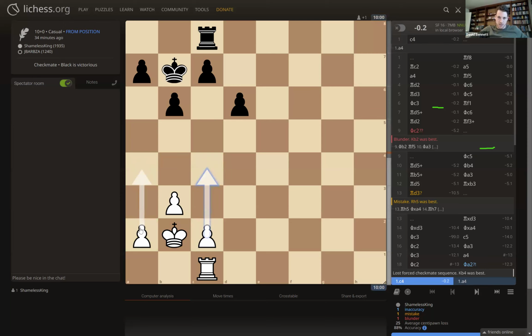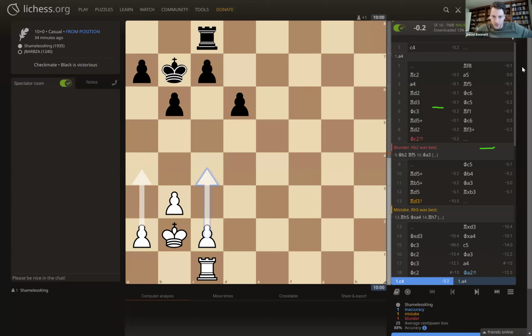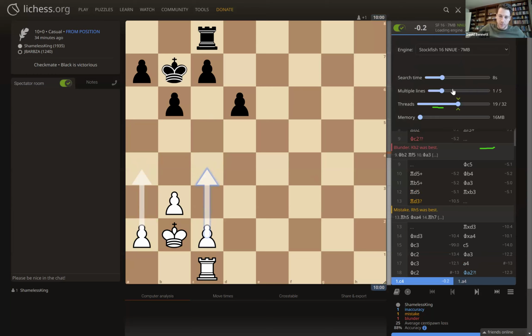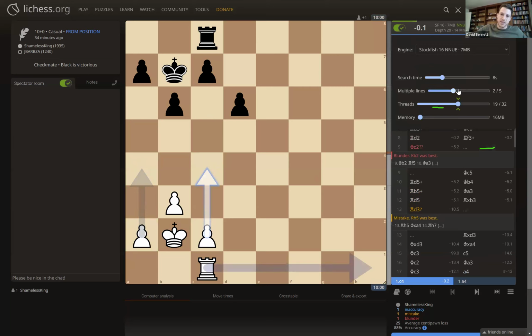So what does the computer say? Does it say a4? I'd imagine it's a4. That's at least the theory I've seen on this. But again, if you don't know the theory, you just kind of figure it out. When did it spike though? Wait, go down. Yeah, see, it's saying it's equal now.